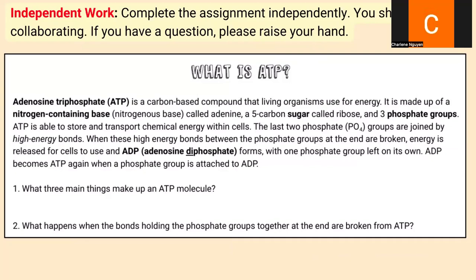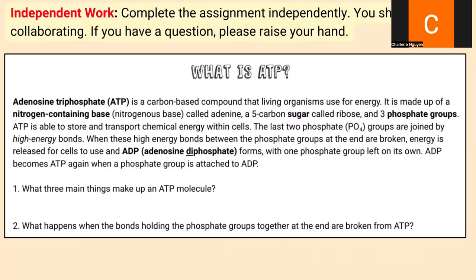So, the structure of ATP has a nitrogenous base, or nitrogen containing base, a five carbon sugar, and then three phosphate groups. So it looks very similar to what we call a nucleic acid. A nucleic acid typically only has one phosphate group, a five carbon sugar too, and also the nitrogen containing base. So the purpose of ATP is it helps us store and transport energy within our cells.